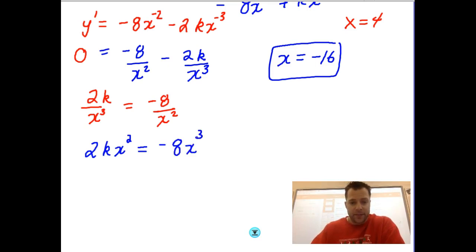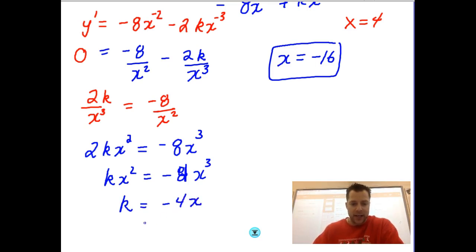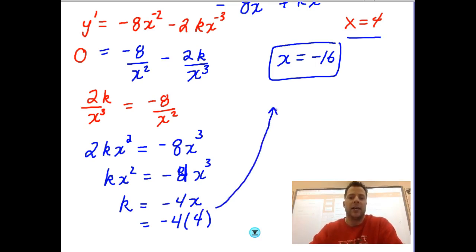Okay, so then I'm going to divide each side by 2, so I get kx squared equals negative 4x cubed. I can divide each side by x squared, so I get k equals negative 4 times x, and I know x was 4 up here. So there's where we get our negative 16. So k is negative 16.